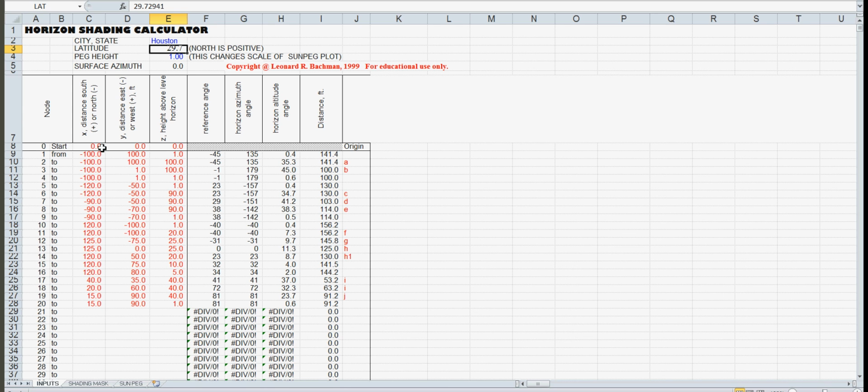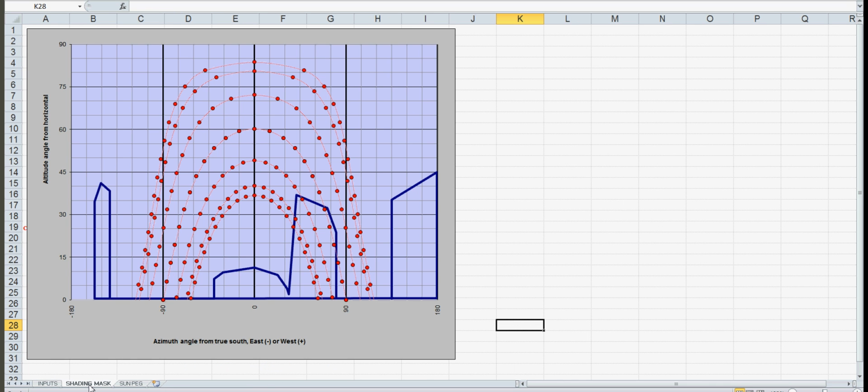Then we simply enter all of those. The spreadsheet calculates it into the angles we need to plot on the shading mask, and the obstructions all appear here where you can interpret it relative to the sun position for any particular month and time of the day.